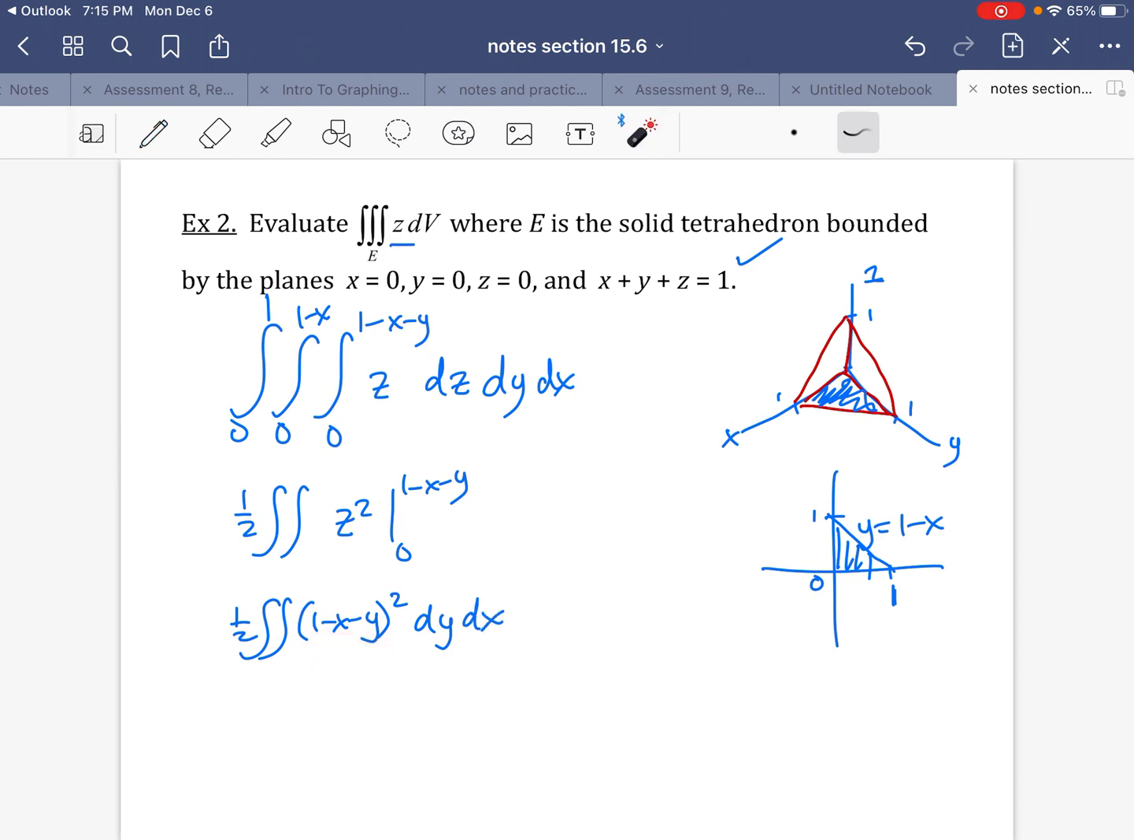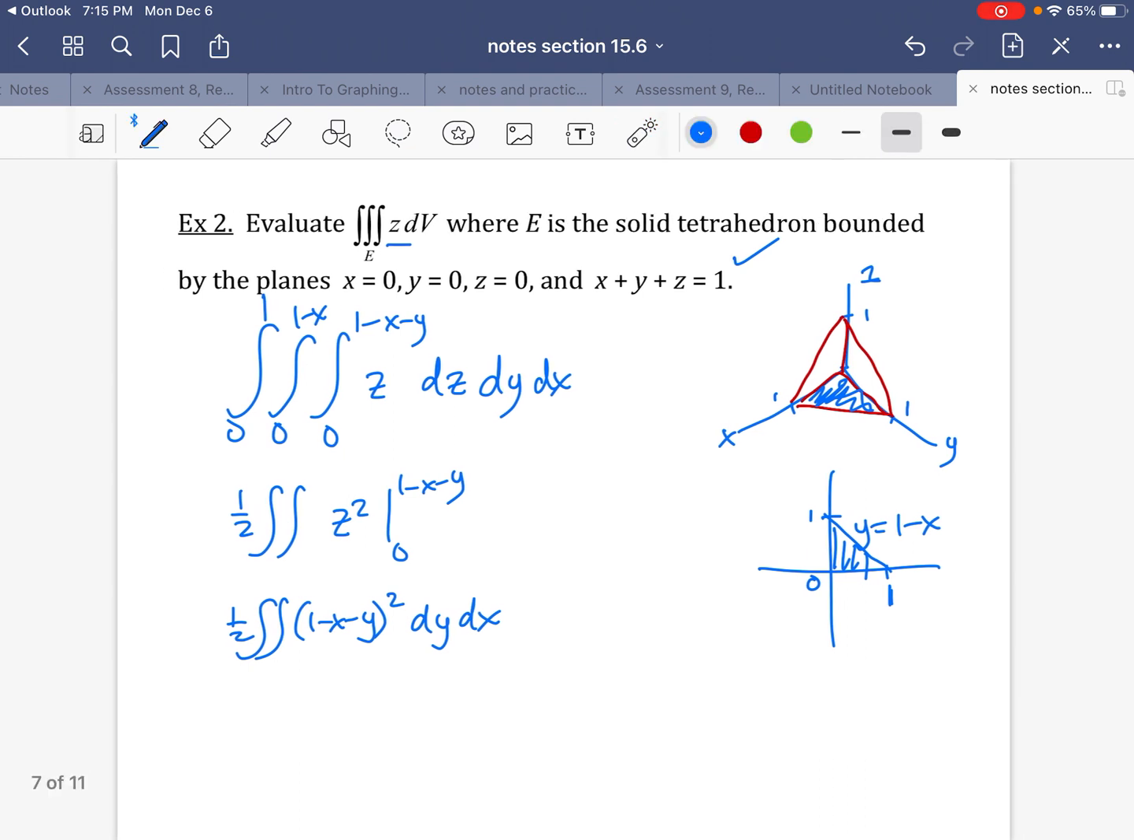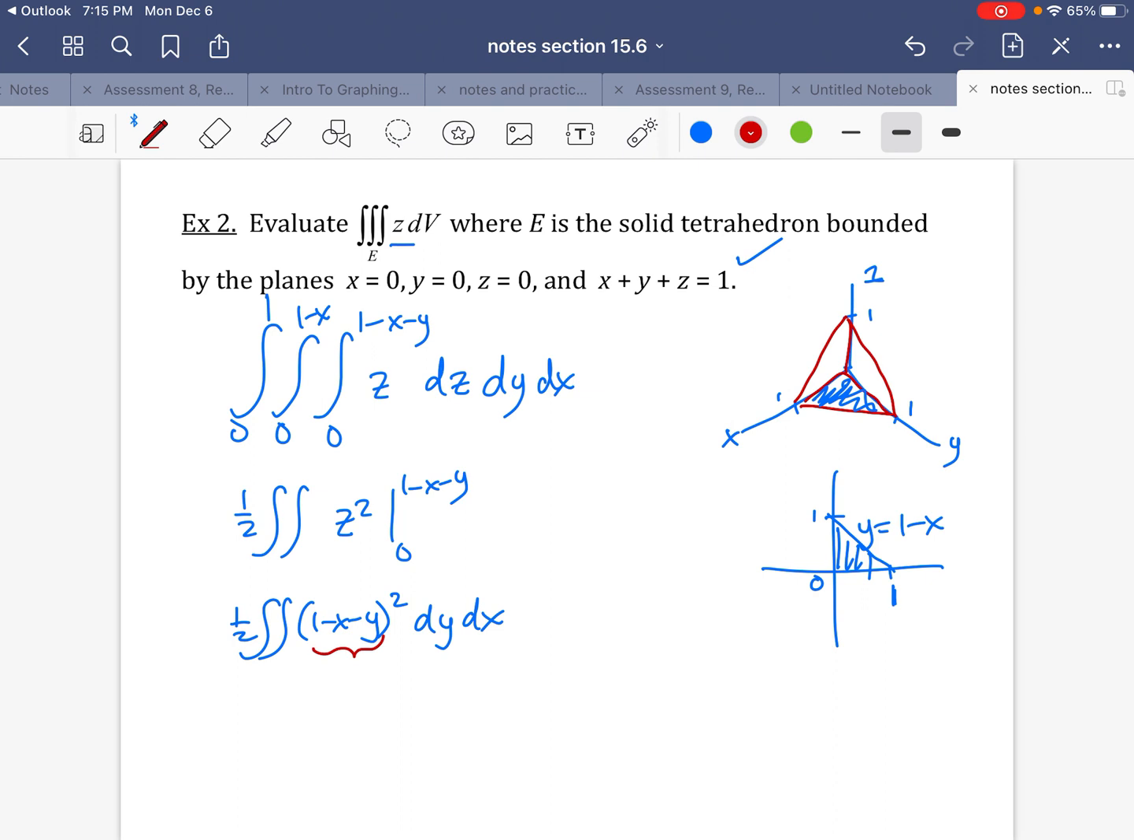So you have two options at this point. You can take this and square it out. You can write it twice, multiply it out, and then it'd be 9 parts, and you would simplify it down a little bit. That would take a while, and it would be kind of a long problem. So instead, let's go ahead and do some u substitution.